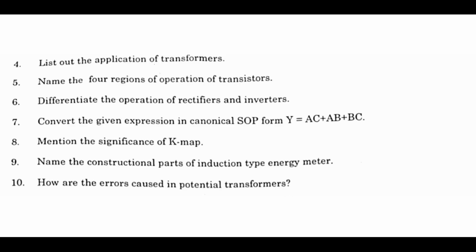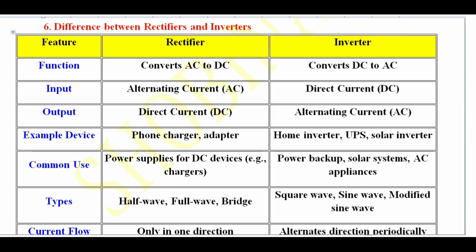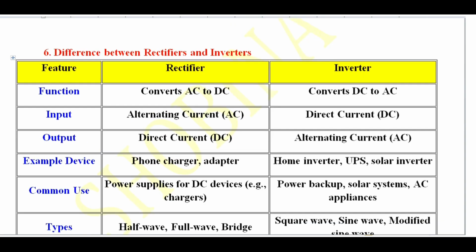Sixth question is, differentiate the operations of rectifiers and inverters. Let's begin with a real life scenario. At home, we get electricity in form of AC, that is alternating current, but many electronic devices like phones and laptops need DC to work, that is direct current. To convert AC to DC, we use a rectifier.